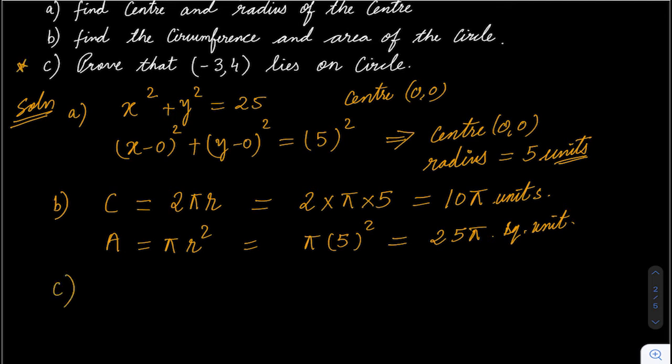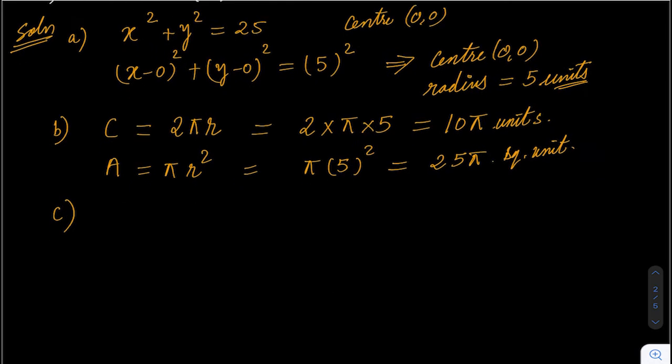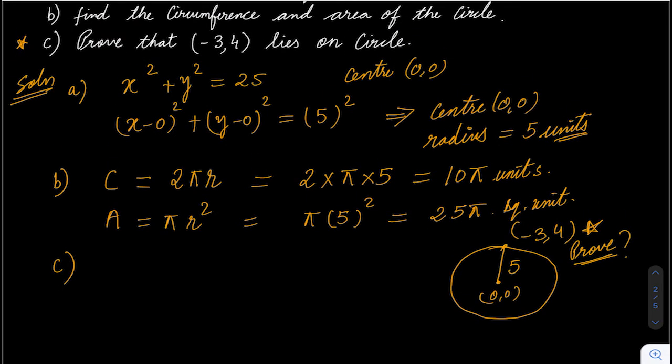Okay, C part. Now this is important and this is a little new. You have to prove that point minus 3 comma 4 lies on a circle. Now how do we prove this? The very simple way is, let's take this point as minus 3, 4. This is my center 0, 0. This is my radius 5. So we need to prove that this point lies on the circle.